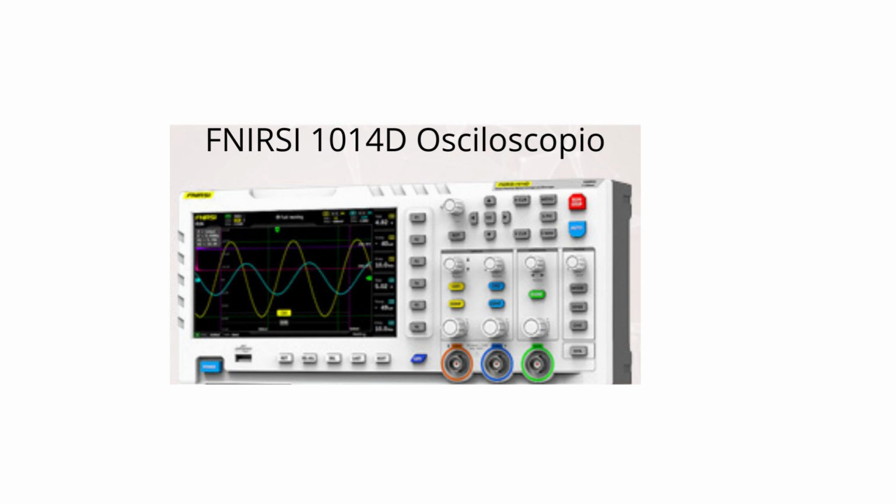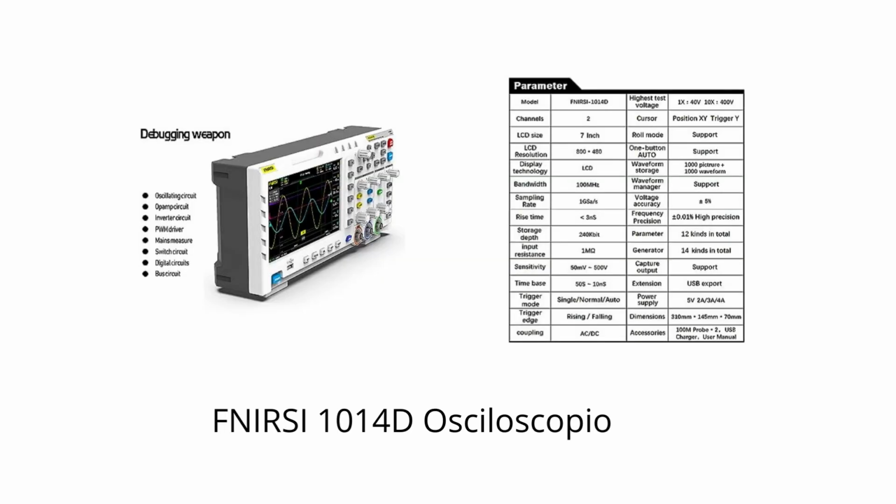Outstanding performance. The dual-channel oscilloscope boasts a real-time sampling rate of 1 GSa/s and an analog bandwidth of 100 MHz, ensuring precise capture of complex signals even in demanding environments.